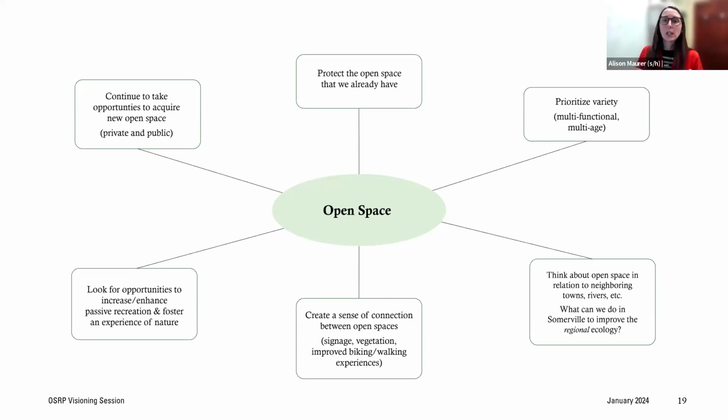And then thinking about open space in relation to neighboring towns and rivers, etc. So what can we do within the confines of Somerville in order to support the ecology of the Mystic River, of the Charles River, downstream, and our neighbors in Cambridge, Medford, etc.